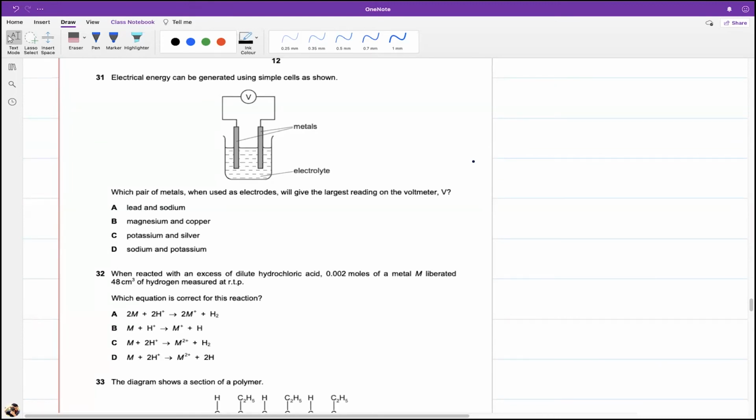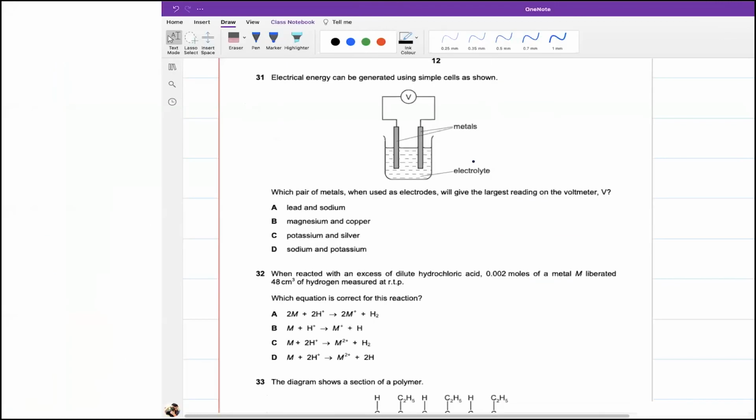Electrical energy can be generated using simple cells as shown. Okay, so what's happening here is that you have two rods of metal which have different reactivity, and because of that, one of them starts reducing the other. जिसमें electrons move होते हैं और electricity produce हो जाती है. Which pair of metals, when used as electrodes, will give the largest reading? So higher the difference in their reactivity, the higher the number of electrons that transfer, or faster that they transfer, which means we are looking for a pair that has really large difference in reactivity.